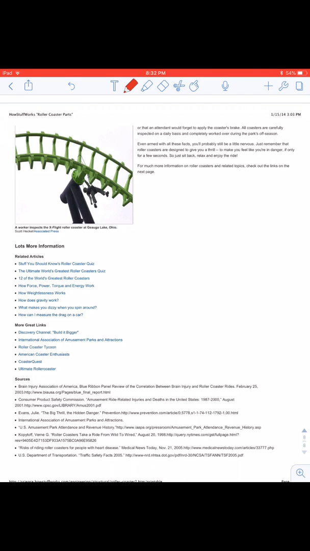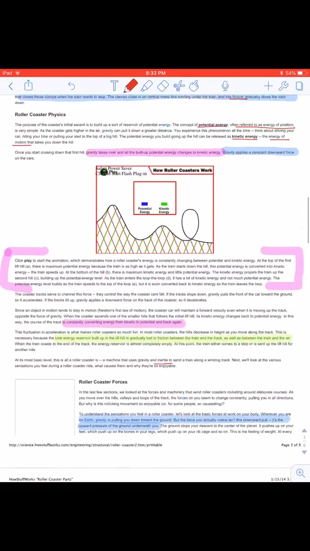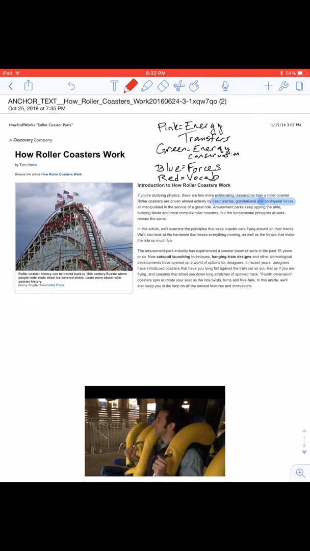All right, that looks like everything. Again, just a reminder, if we go back to that very beginning, the things that we were focusing on were energy transfers, energy conservation, forces and those related effects, and vocab words.